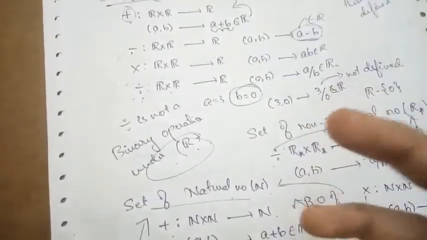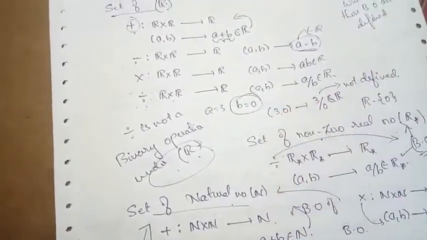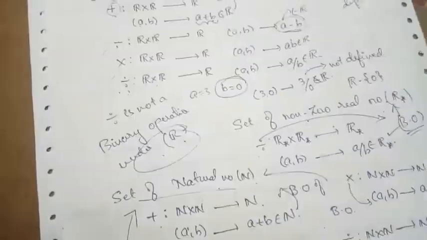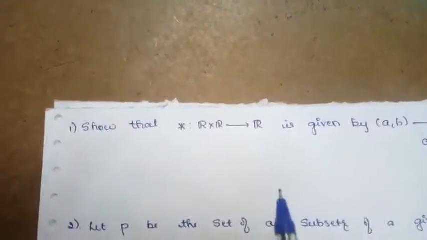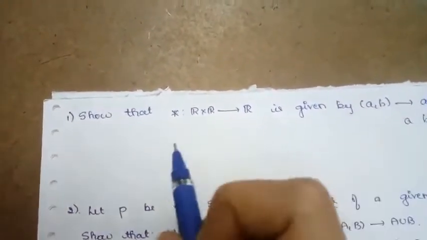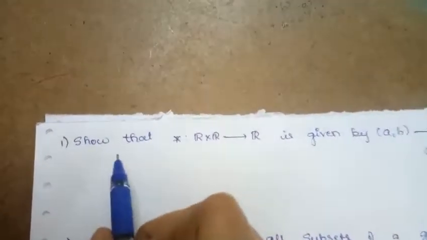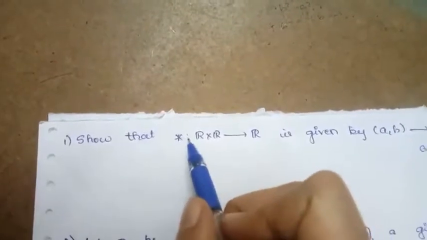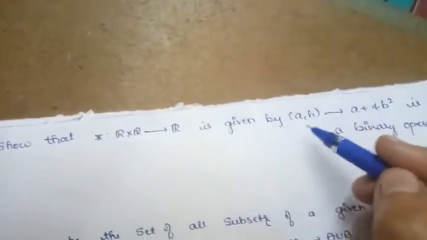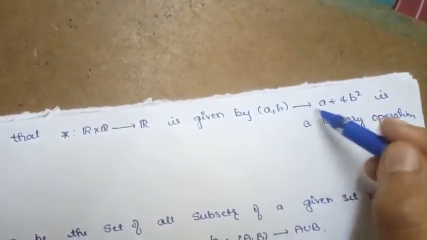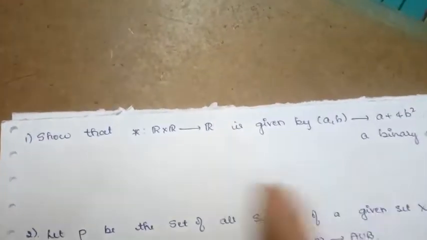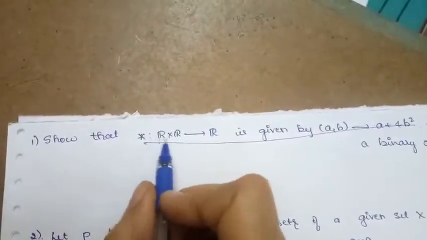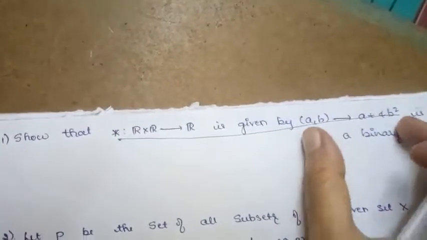Suppose you didn't get it, rewind the video, pause, and understand it step by step. Now, based upon the binary operation, let us understand a few questions and how we are going to deal with them. In the first one: show that star from R cross R to R, given by (a, b) gives a plus 4b square, is a binary operation. So understand this statement first. What it is saying is star from R cross R to R is given in this format.